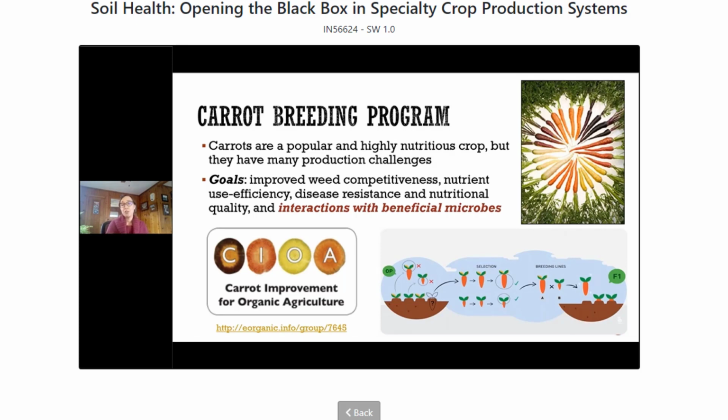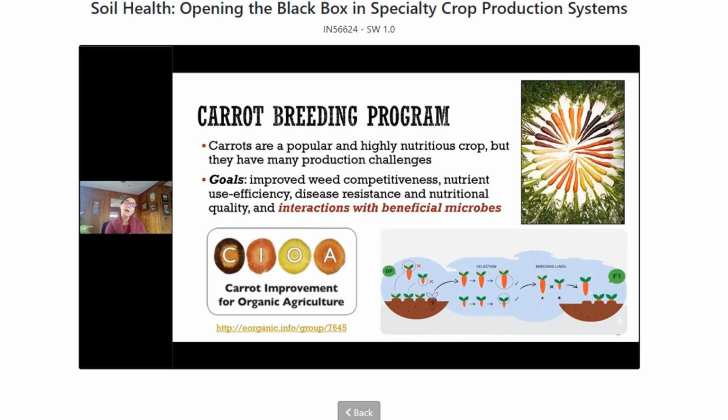We're working with carrots because they're a very popular and highly nutritious crop, but they also have many production challenges. And I find them particularly interesting as a soil microbiologist because they're a crop that grows underground, so they're very susceptible to things like pathogens and all of these microbes that live in soil. As part of this project, we're looking at a suite of things from improved weed resistance, nutrient use efficiency, disease resistance, and nutritional quality.